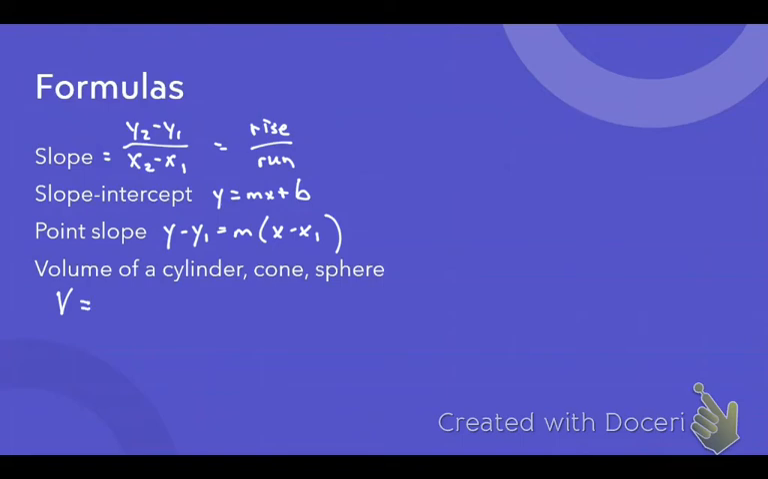Volume of a cylinder. V equals, say it with me, 2 pi r squared h. What I want you to notice, guys, pi r squared. That's the area of a circle. Why would I be multiplying this by 2 with a cylinder? Because think of a cylinder. There are 2 identical bases on a cylinder. Okay? And then the height of the cylinder. What about a cone?